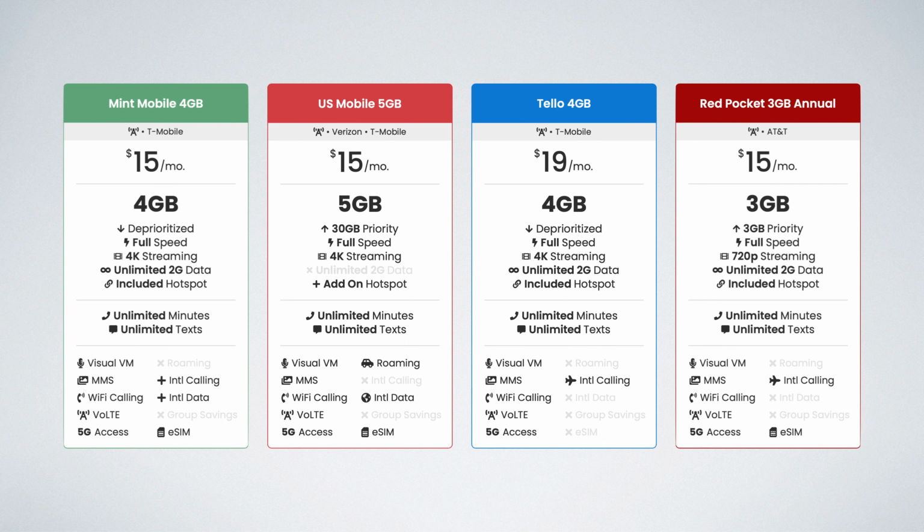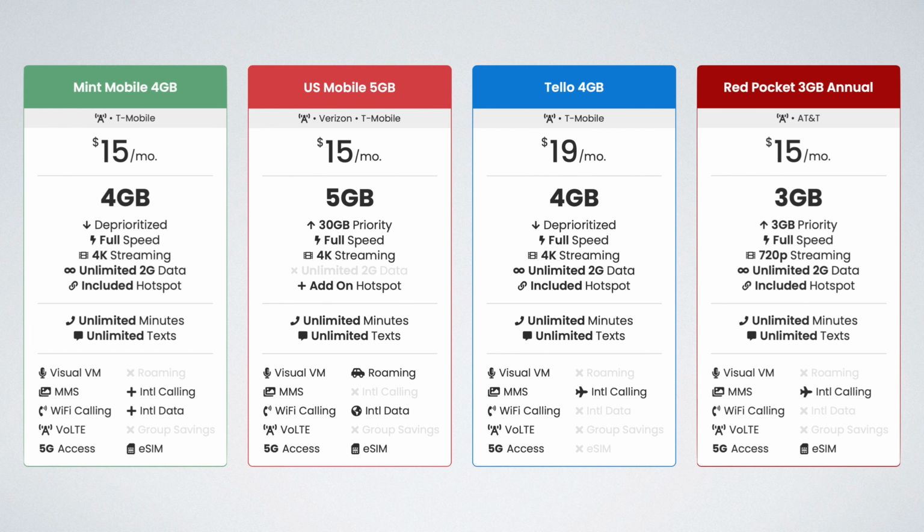For lighter users, I recommend you check out Mint Mobile, US Mobile, Tello, and Red Pocket. For under $20 per month, you can get a great plan with about 3 gigs to 5 gigs of data. I'm personally on the Mint Mobile plan, and I'm really happy with the service.